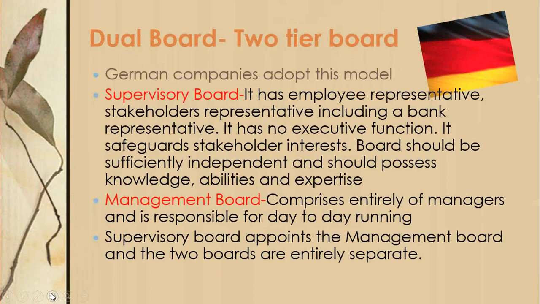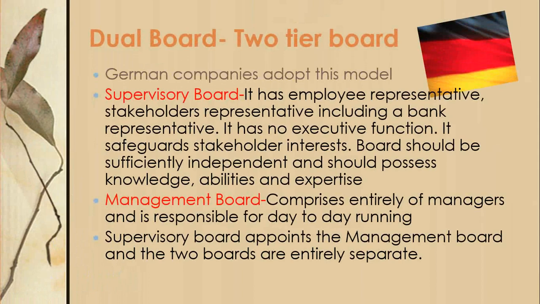One is a supervisory board. The other one is a management board. UK model, one board, all the people. Supervisory board, it has employee representative, the bank representative. It doesn't have any executive function. They are not the people who are going to do the sales or look after the finance or anything. But they are there to safeguard the stakeholder interest. They are sufficiently independent, should have knowledge, ability and experience.